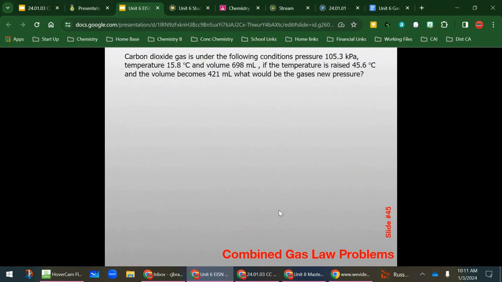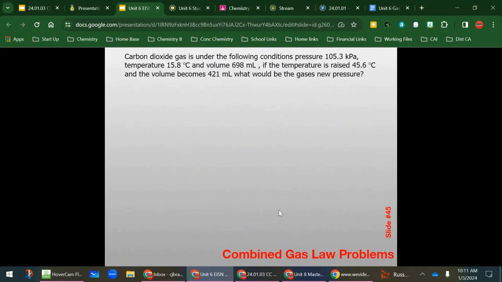All right. Carbon dioxide gas is under the following conditions. Pressure, 105.3 kPa. Temperature, 15.8 degrees Celsius. Whoa, wait a minute. We got what in these problems? Temperature. Good. Can't solve these without putting temperature into Kelvin, ladies and gentlemen. Can't do it.